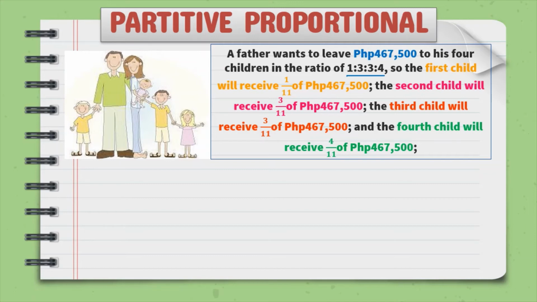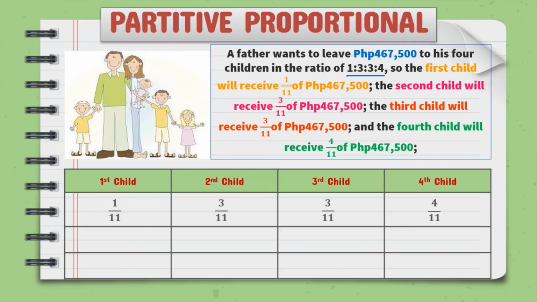Okay? So 467,500. We'll divide it by 11. And then, depends upon the ratio. So the first child will receive 1/11 of 467,500. Second child will receive 3/11 of 467,500. The third child will receive 3/11 of 467,500 pesos. And the fourth child will receive 4/11 of 467,500 pesos. So how do we compute that?